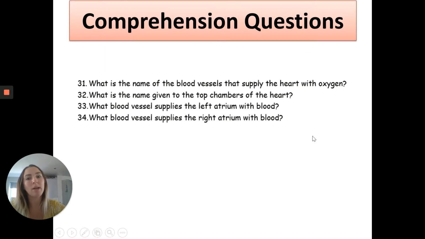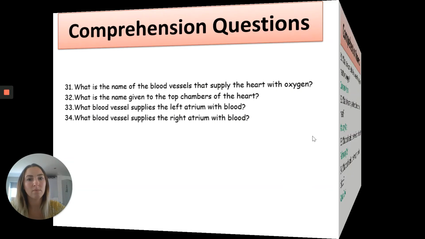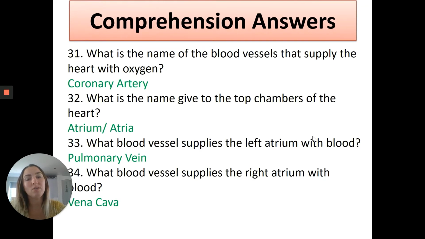Okay, so I'd like to pause the video here and have a go at the comprehension questions that are in your booklet. Okay, so the answers to those comprehension questions. What is the name of the blood vessel that supplies the heart with oxygen? So that is the coronary artery. That wasn't on the diagram that I showed you.